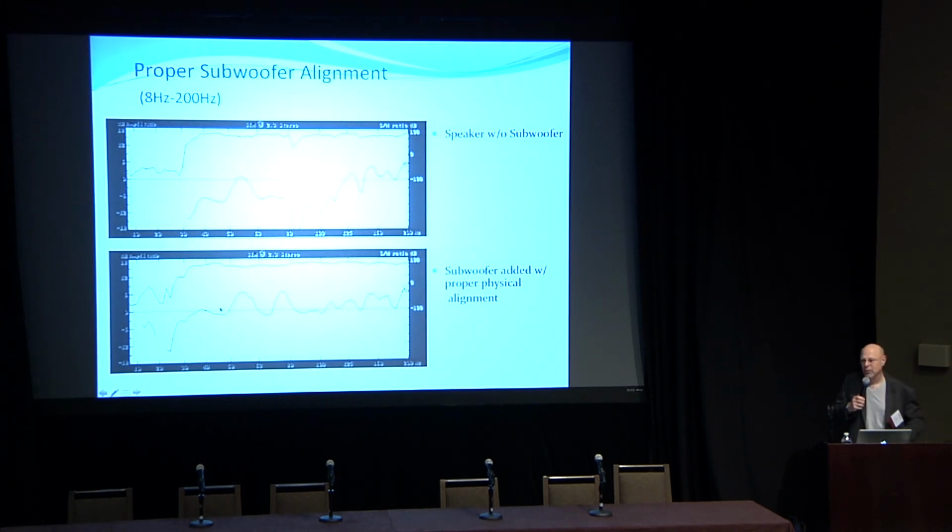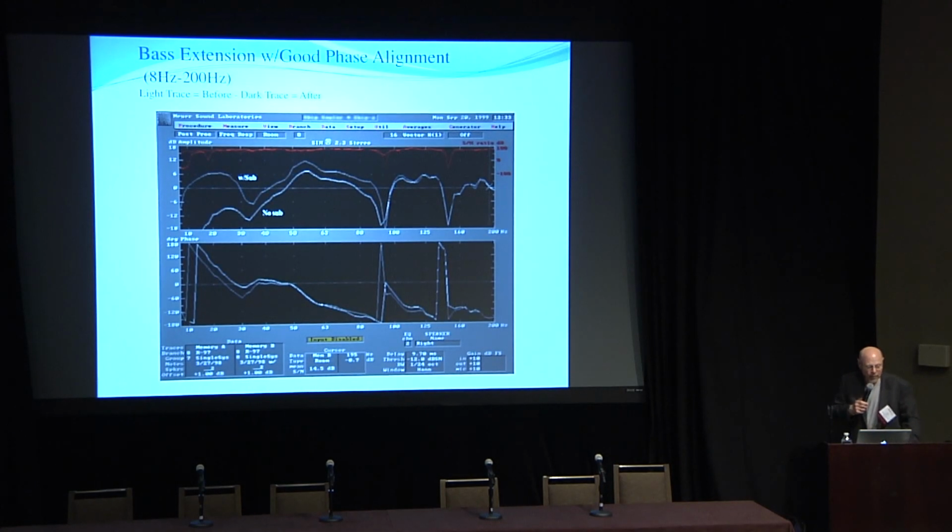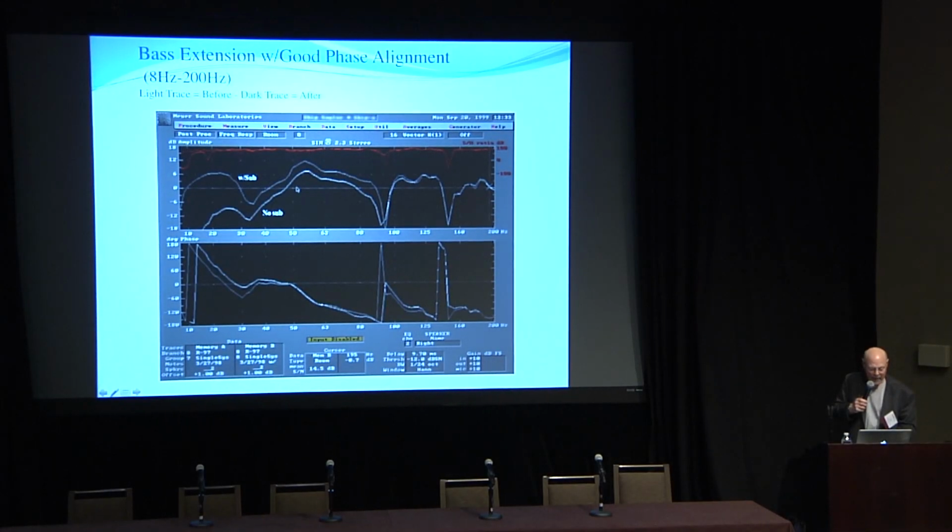It's a pretty good response, especially when you consider that it's just strictly a physical alignment. So here is an example of getting bass extension to the system with the proper phase alignment. This top window here is frequency response, and we've got an overlay of the system without a sub and with the addition of the sub. And then the bottom is a linear phase display, also an overlay of the sub and no sub.